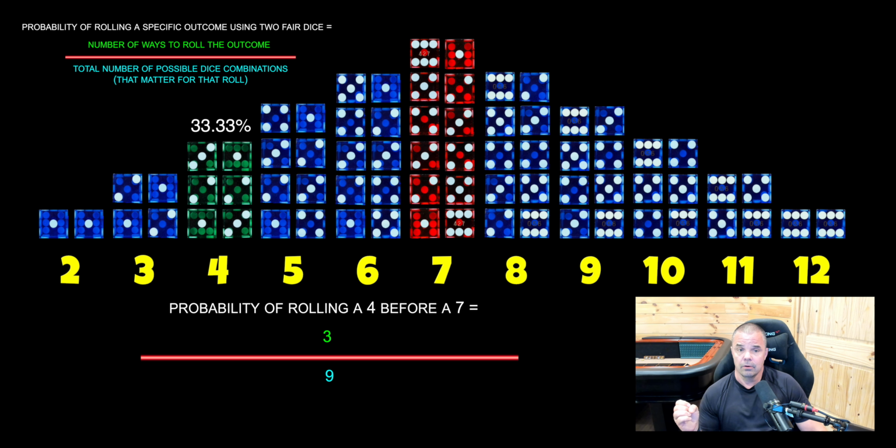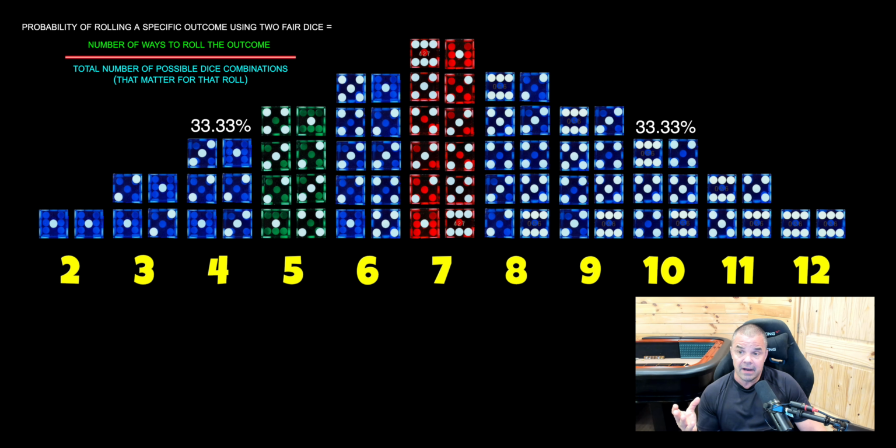That's it. If you place bet a 4, you only have a 33 and a third chance of winning that bet, no matter what happens. And it doesn't matter if it takes 1 roll or 10 rolls. It does not change anything because you don't care about any other number but the 4 and the 7. Now, since the 4 and 10 are sisters, the 10 obviously is the exact same probability. It's 33.3%.